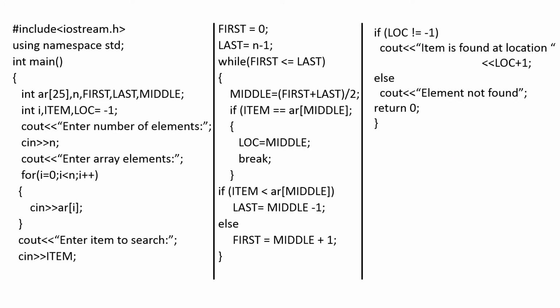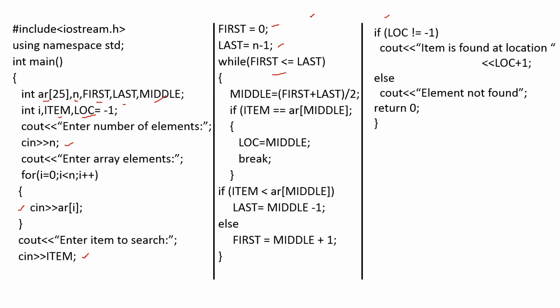This is the program for binary search. AR is the element array, N is the total number of elements, first, last and middle are 3 variables. I is the for loop variable, item is the element to be searched, and LOC is equal to -1. Enter the total number of elements, enter the array elements using cin, and enter the item to be searched for. Now, basically, we have to initialize first as 0 and last as n minus 1.